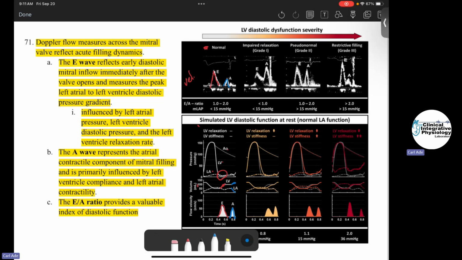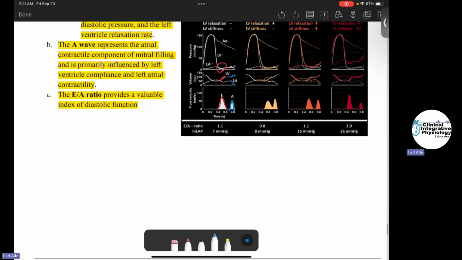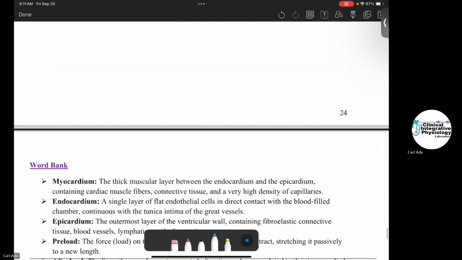So if we start looking at here, impaired relaxation, restrictive filling, we start to see that ratio change in a very dramatic way. You don't need to know these, just know what the E wave is and the A wave, and that the E/A ratio provides information of diastolic function.